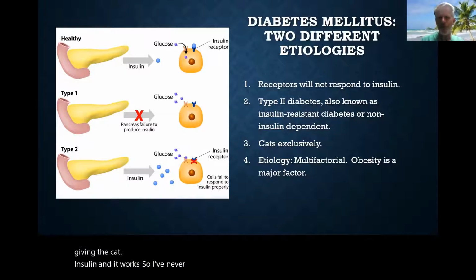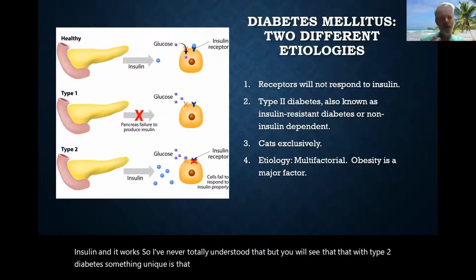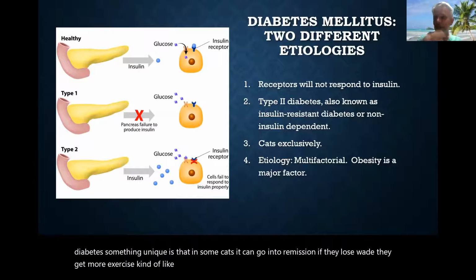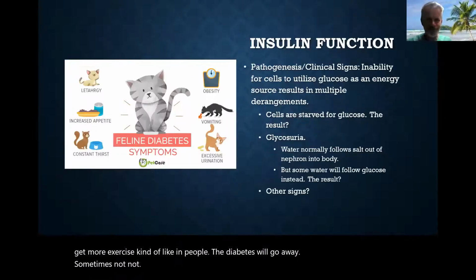But you will see that with type 2 diabetes, something unique is that in some cats, it can go into remission. If they lose weight, if they get more exercise, kind of like in people, the diabetes will go away. Sometimes, not very often, but sometimes.